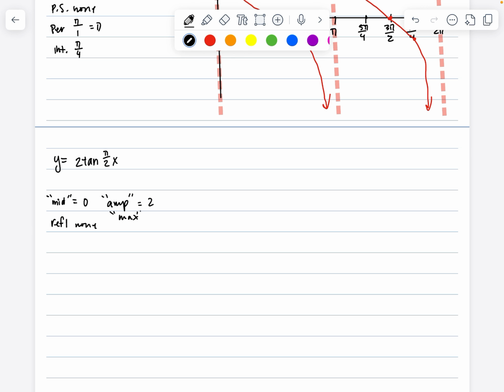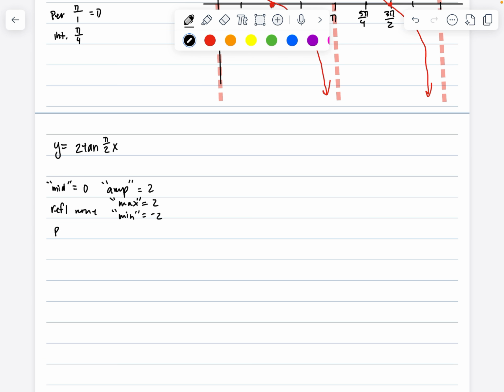Max, fake max anyway, because it's not really max. I forgot to explain why. I'll explain it in this one. Our fake max is 2. Our fake minimum, it's still the same process, is -2. Our phase shift is none. Our period is pi over 2, which is pi times 2 over pi, which cancels out. So our period is just 2. Our interval length is going to be 2 divided by 4, which is 1/2.